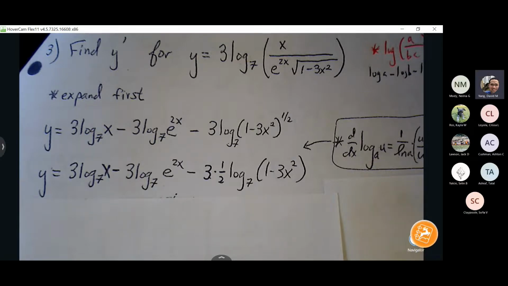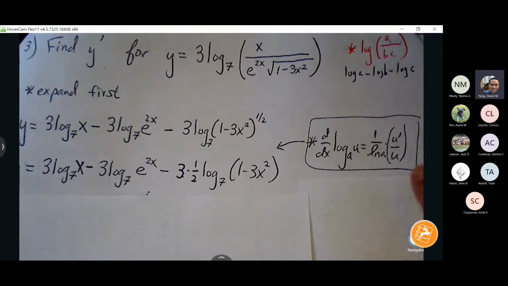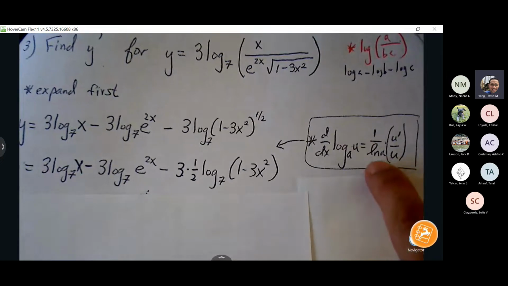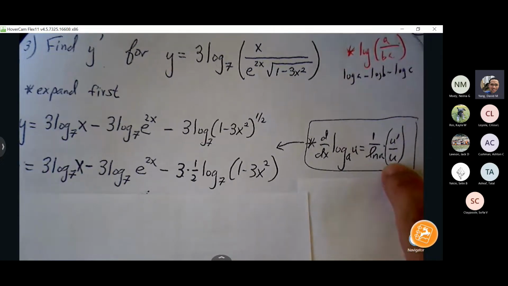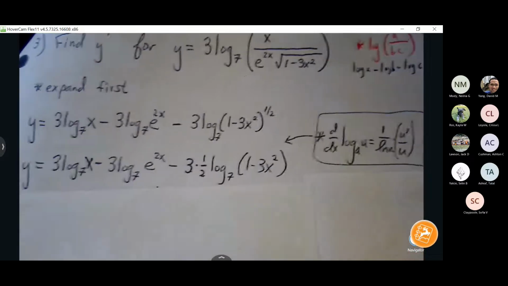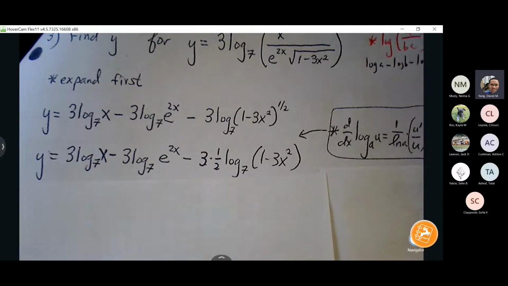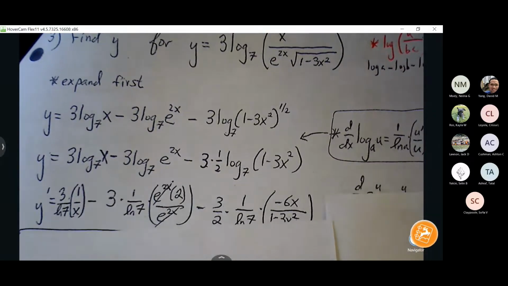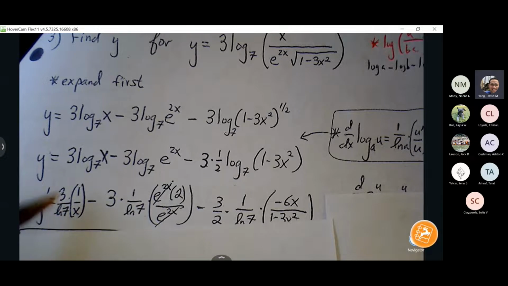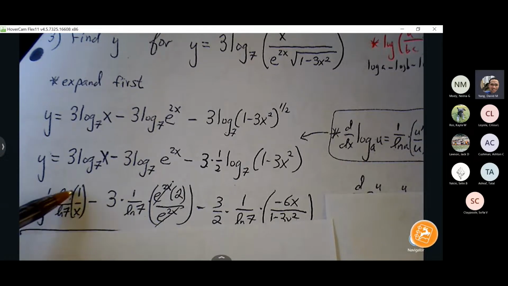Okay, so we're ready for our derivative rule. Each of them can be applied using the log base A rule, which is 1 over natural log of A times u prime over u. So each term. Okay, so 3 stays. Log base 7 gets converted to be 1 over natural log of 7. I just put it in the denominator here. And then u prime over u, so 1 over x.